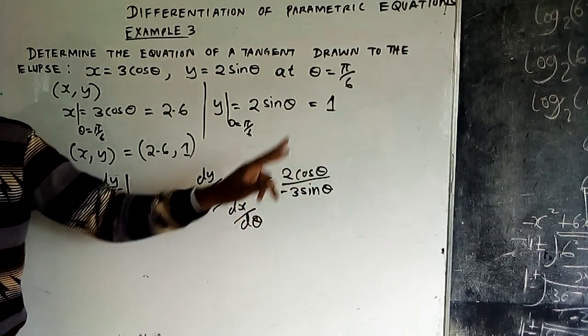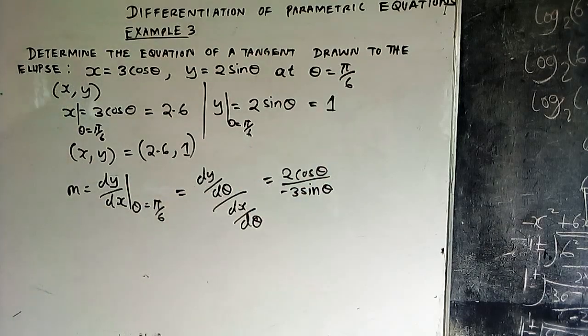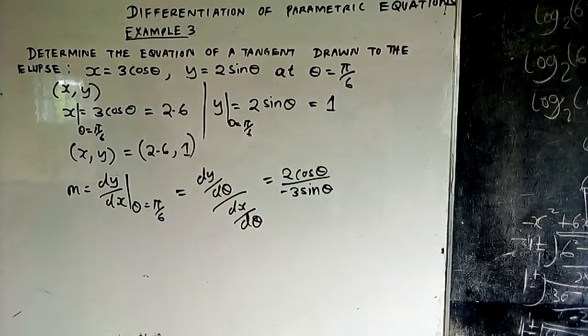Negative 2 cos 30 degrees over negative 3 sin 30 degrees. If you are working with the calculator in D, or if you are working with R, you put it in pi radians. So 2 cos 30 over negative 3 sin 30, we have, what do you have?